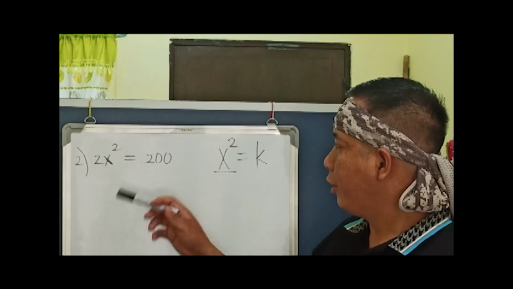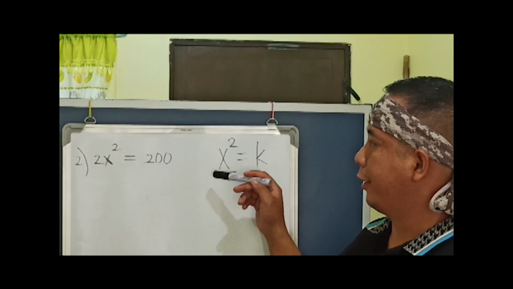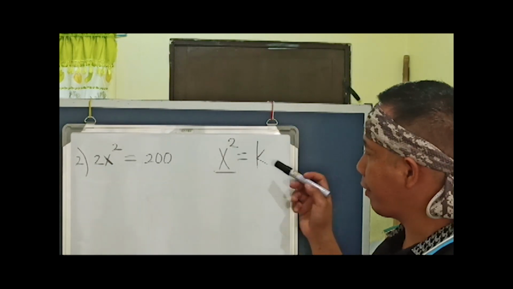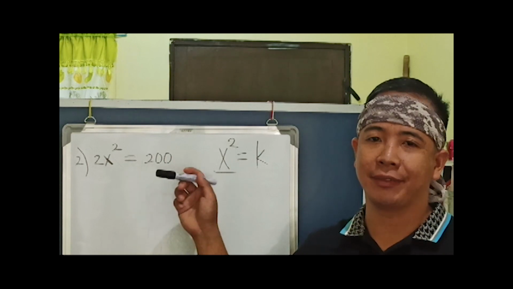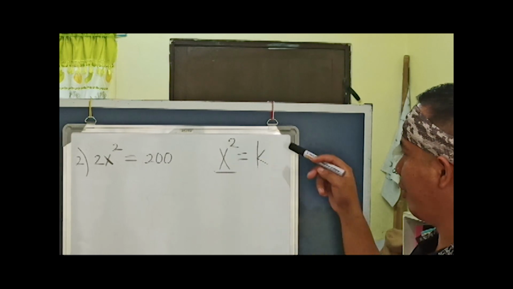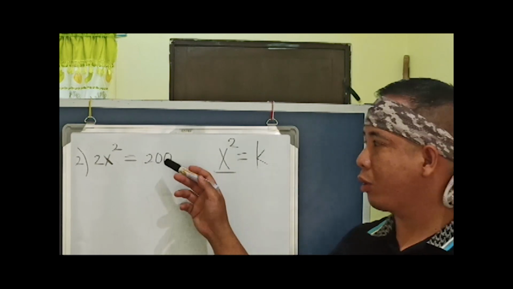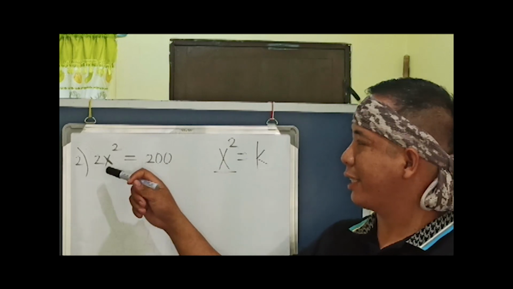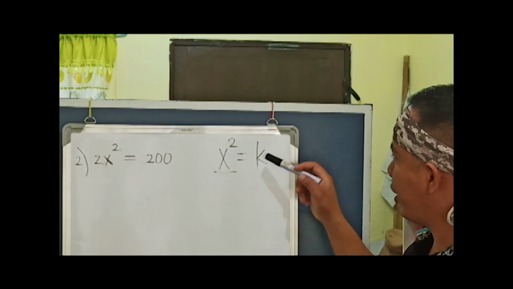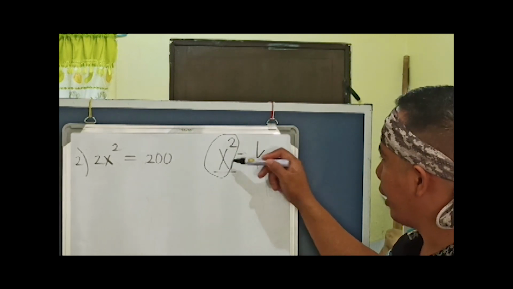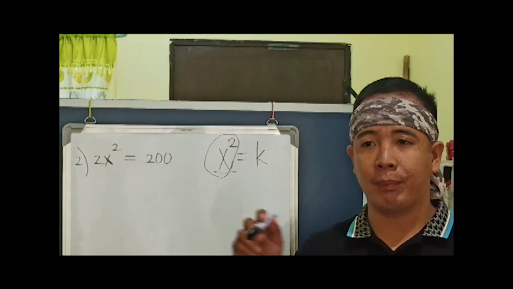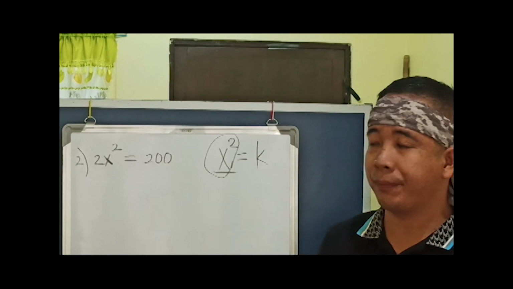Let us have our second example. 2x squared is equal to 200. Now, first thing, we are going to check if it follows the form x squared equals k. At first glance, I think you will be tempted to conclude that it follows the form x squared equals k. So, I invite you to investigate or to analyze thoroughly if it really follows the form x squared equals k. When we have this form, it means that on the left side, it should be a perfect square. Because if it's a perfect square, then we can extract the roots.